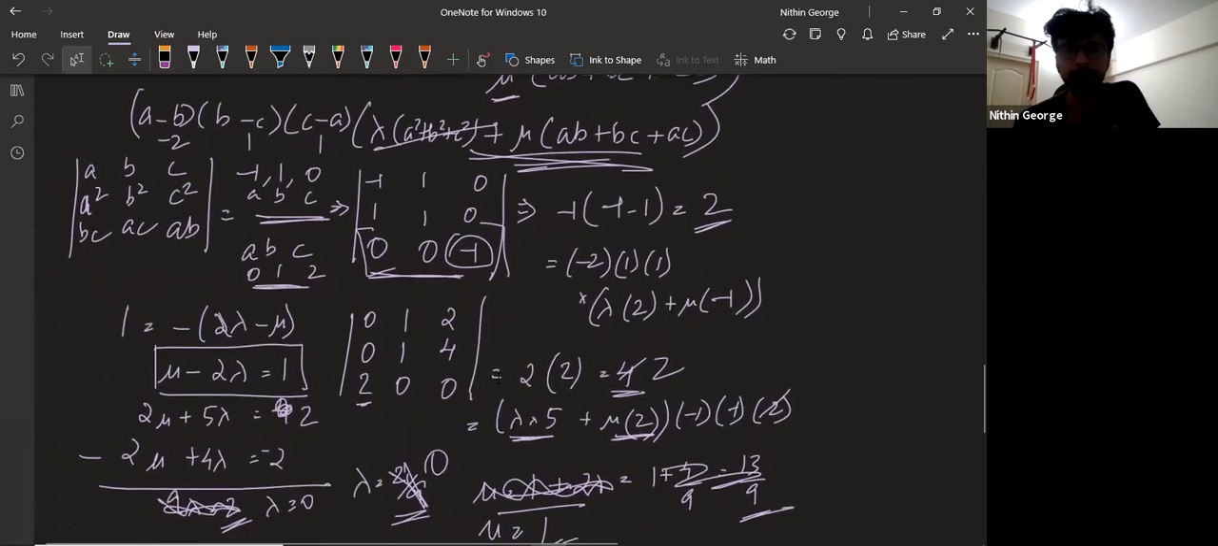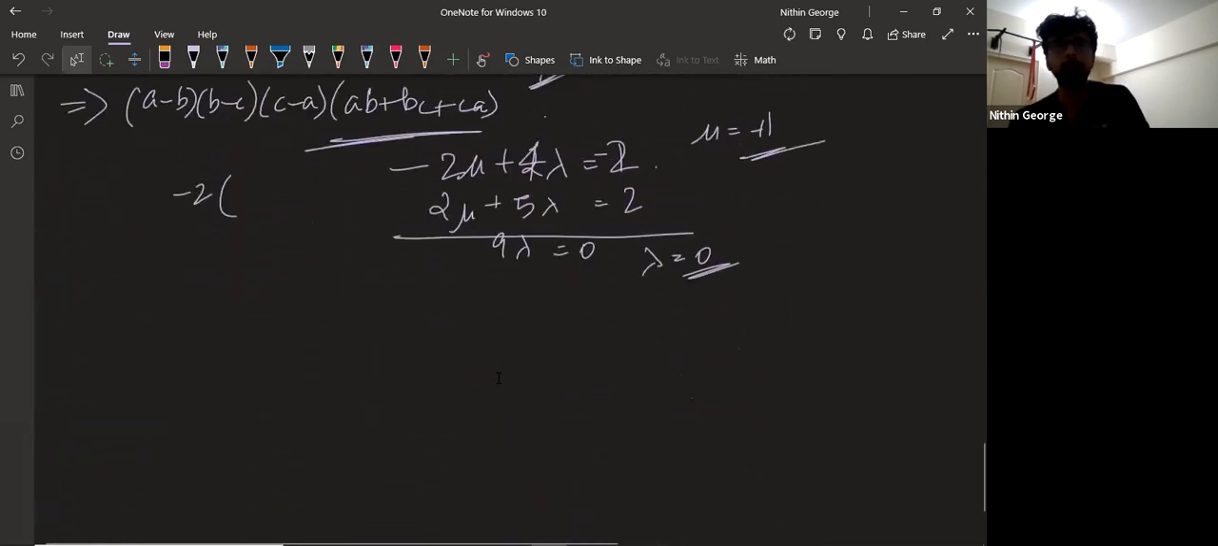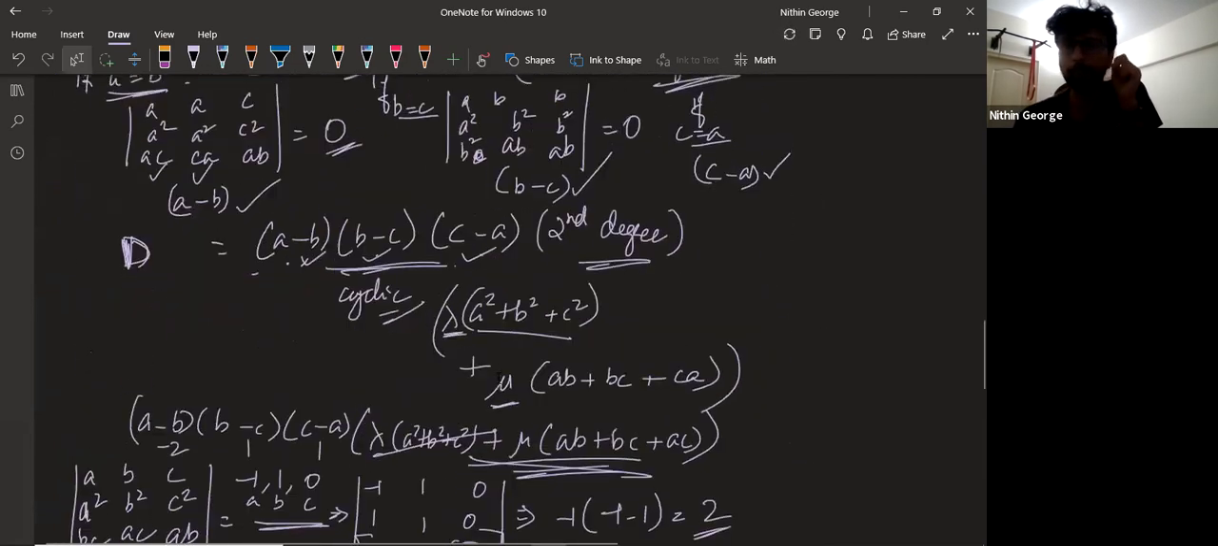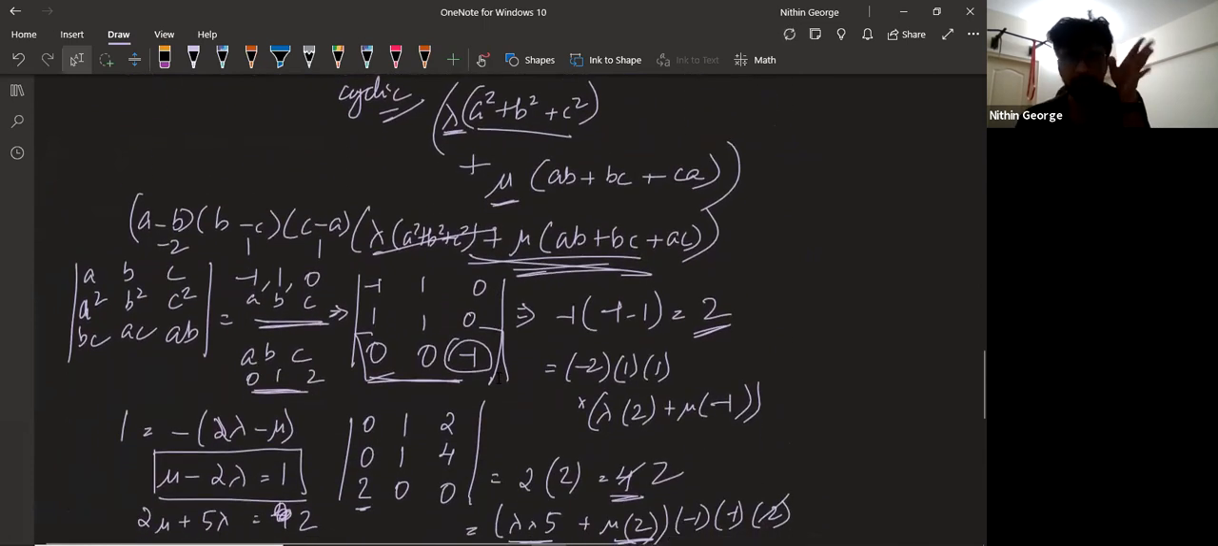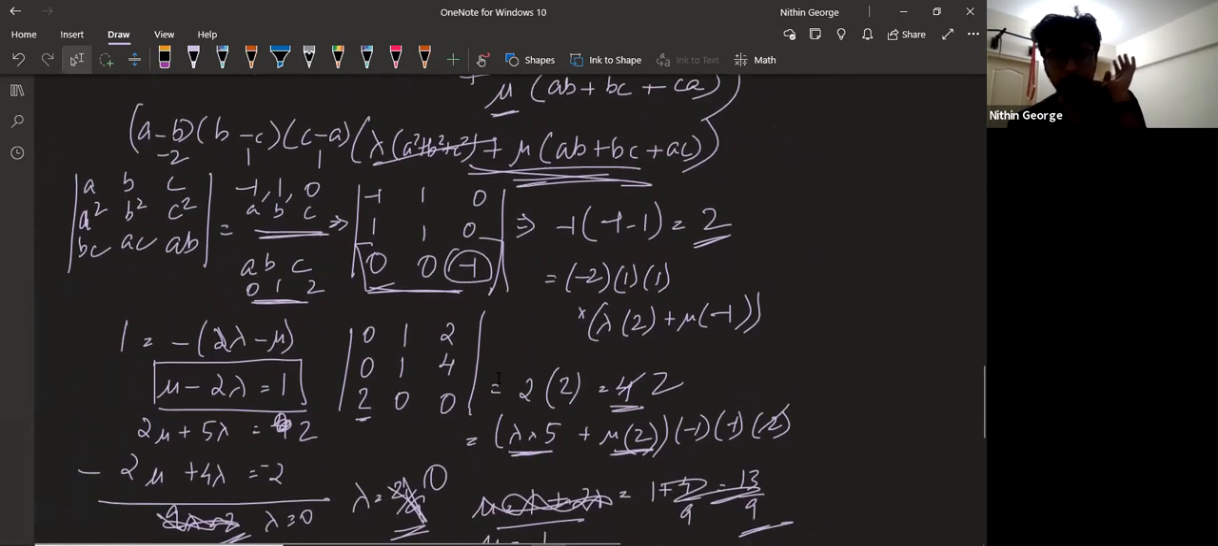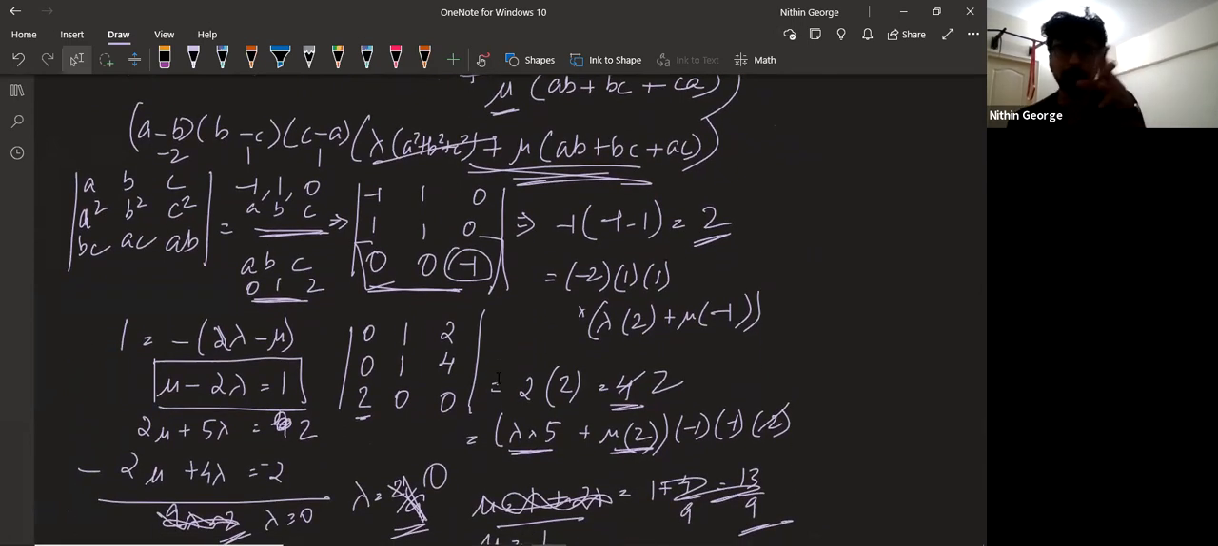Guys, any doubts here? The calculation might look cluttered, but when you do it, you will get what I'm talking about. You're just substituting different values. This is valid for any value of A, B, and C, right? So you're just putting in a couple of values of A, B, and C and trying to figure out the constants you brought in, lambda and mu. That's what you're doing. You can put any value you want, not just minus 1, 1, 0, 0, 1, 2.